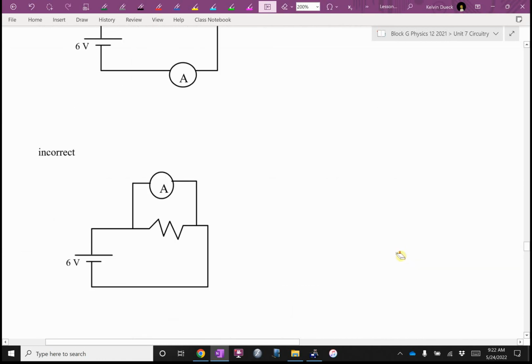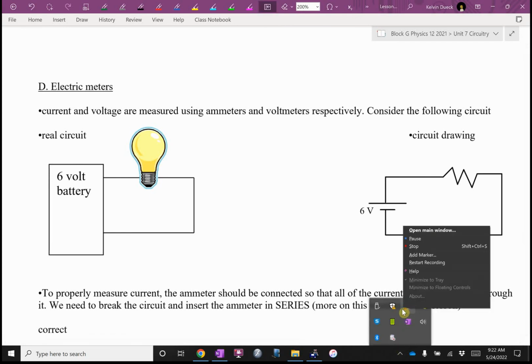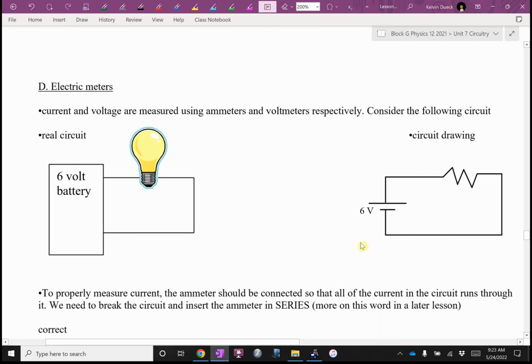Nearly done. Good. Last thing I want to talk about is how we measure voltage and current. I'm going to pause the video for a second. So Zach, consider the following circuit. Here's the real circuit, a 6-volt battery running a light bulb. We would draw it like this.